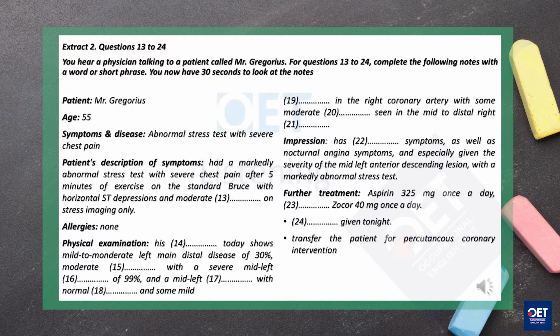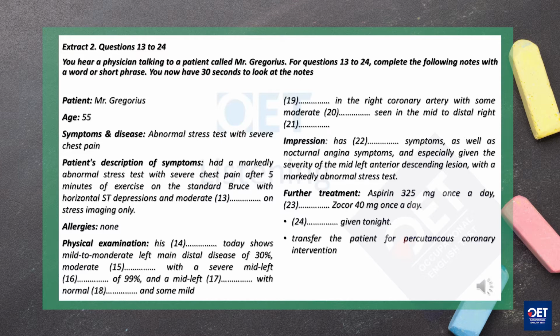anterior descending coronary artery with a severe mid-left anterior descending coronary artery lesion of 99%, and a mid-left circumflex lesion of 80% with normal left ventricle function and some mild luminal irregularities in the right coronary artery with some moderate stenosis seen in the mid to distal right posterior descending artery. He shows rest anginal symptoms, as well as nocturnal angina symptoms, and especially given the severity of the mid-left anterior descending lesion with a markedly abnormal stress test.